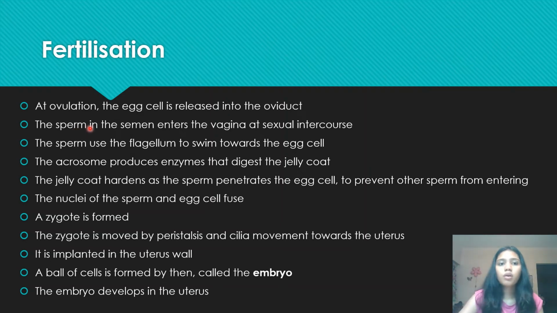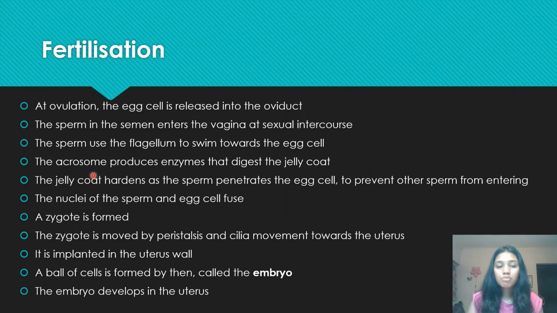Okay, so the sperm and the semen enters the vagina. The sperm use the flagellum, the tail, flagellum keyword, to swim towards the egg cell, locomotion. Then at the egg cell, the acrosome, which is the head of the sperm, the top part, produces enzymes that digest this jelly coat. What is the jelly coat? Zona pellucida. Okay, digests the jelly coat.